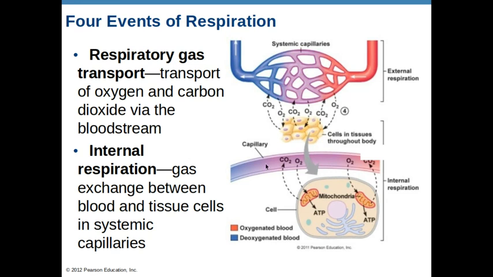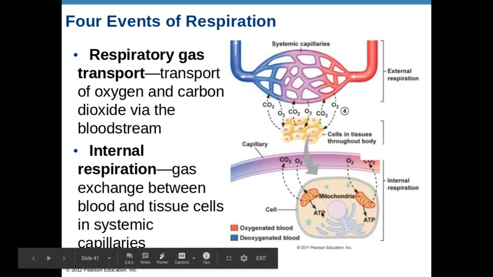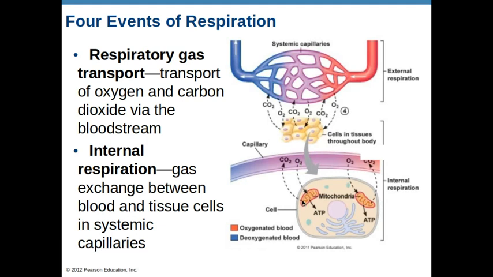The last event of respiration would be internal respiration. So we've taken the oxygen through this blood capillary, riding on the red blood cells, and we have now brought it to the tissues. Okay, so we're not external anymore. We are now internal. This is where we bring oxygen from the bloodstream into actual cells so that it can go through cellular respiration and create ATP using that oxygen. Okay, this is where we dump one of the byproducts of cellular respiration, CO2, into the blood from the tissue, and we transport that back to the lungs. Okay, so that is known as internal respiration.